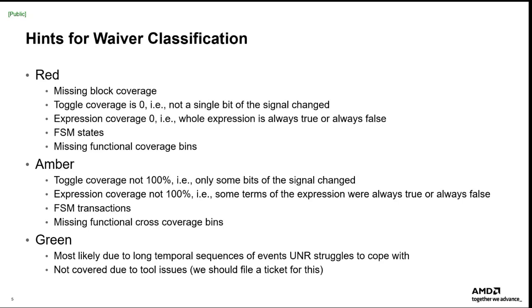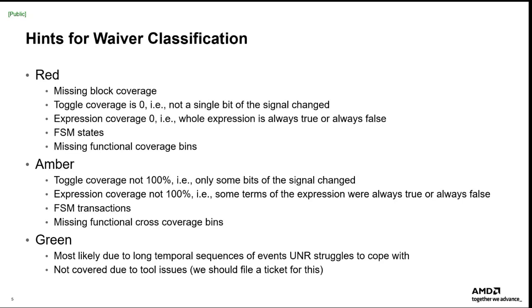Is it a self-driving car? Then you should get really concerned. But the guideline is, I would say, a red waiver is always to be applied. If you have some code you can't execute and UNR hasn't found that, that is really something you should be concerned about. Then expression coverage, which means was each of your conditions at least once true and once false.